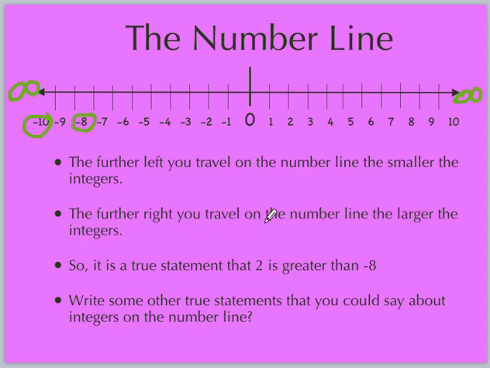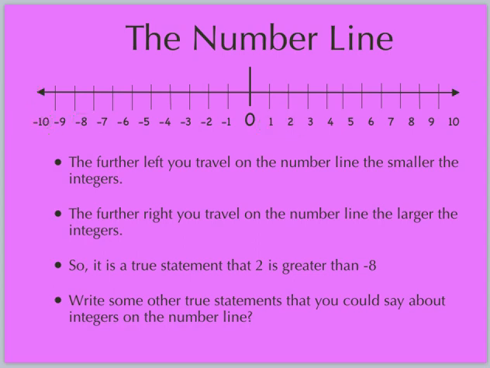So the farther right you travel on the number line, the larger the integer is. That means if you go to the right, positive 2 is always bigger than positive 1 because 1 is farther left than 2. But 1 has a smaller absolute value than 2. Let's talk about absolute value later on, because we need it in one of our operations in adding and subtracting integers. So it is true that 2 is greater than negative 8.